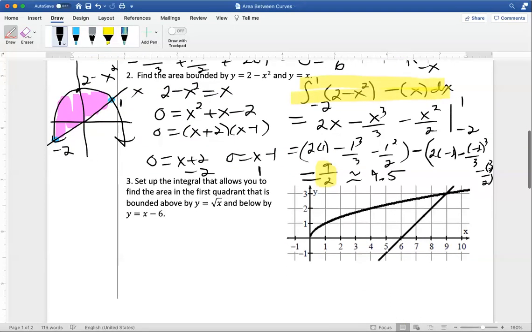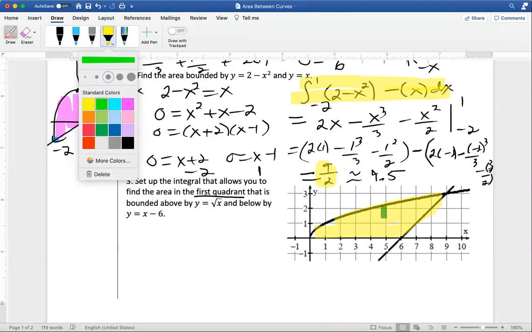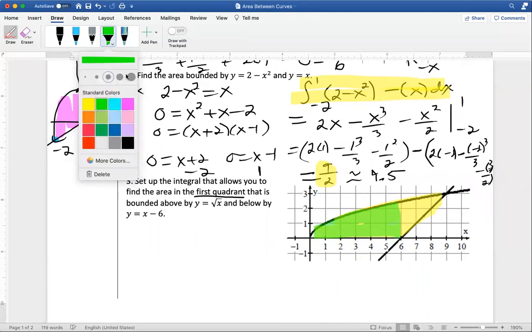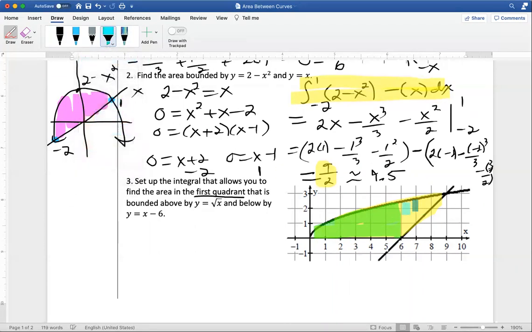Okay, another example says, set up the integral that allows you to find the area in the first quadrant. So if I'm shading in the area I want here in this picture, I just want that area right there. And what I want you to notice about this is that before 6, the bottom of this function looks different than after 6. So this has two parts. It has this part here before 6, where the bottom is the x-axis. And then it has this part after 6, where the bottom is that line.